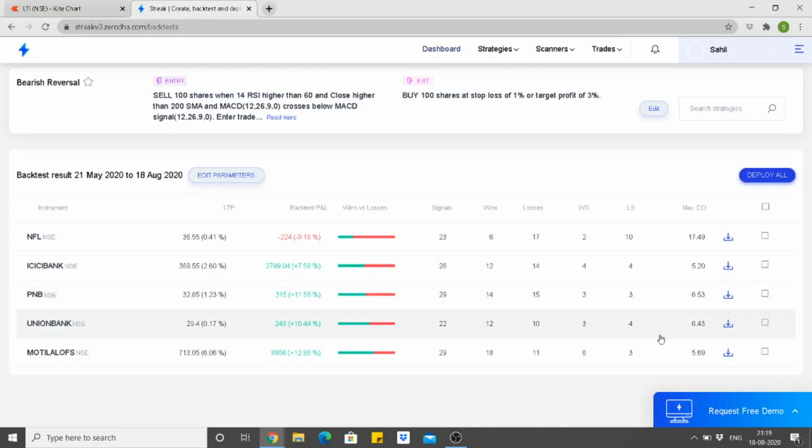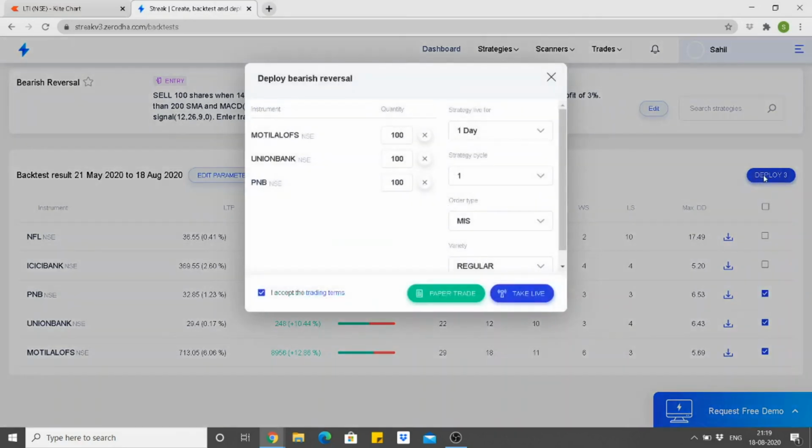Now, naturally, I would choose those stocks that have performed the best on my particular strategy. So I will go ahead, choose these three stocks, and I will deploy them in the live market. Now, before you deploy a strategy in the live market, you will receive an option to adjust the quantities stock-wise. So you can choose to deploy 50 in this, 75 in this stock, and 100 in the other. It's up to you. You can choose how many trading sessions your strategy is going to be live on. This option is available when your order type is MIS. The strategy cycle is basically the amount of trades you want your strategy to take on any one particular stock.